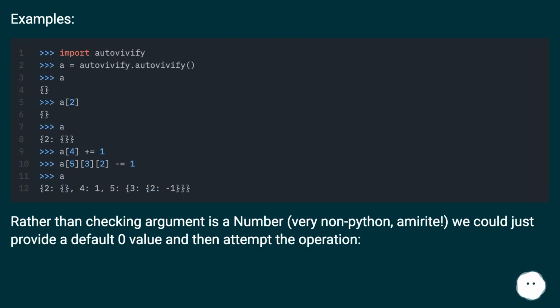Examples. Rather than checking that the argument is a number, very non-Python, am I right, we could just provide a default zero value and then attempt the operation.